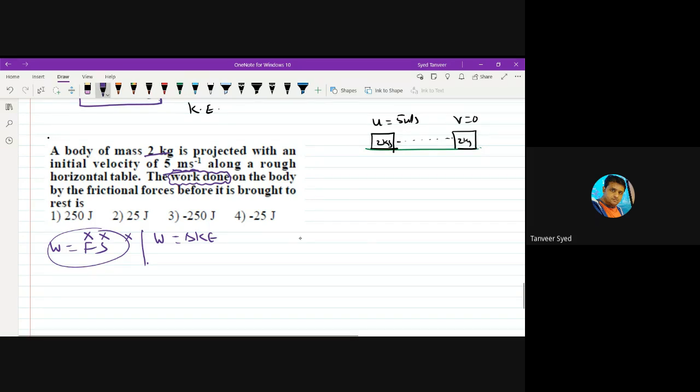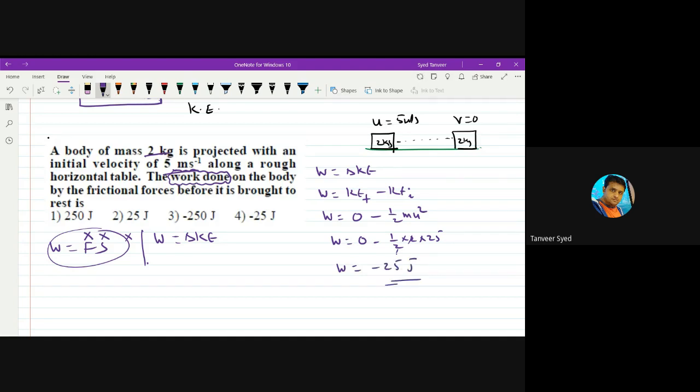What is work done? Change in kinetic energy. What is change in kinetic energy? Final kinetic energy minus initial kinetic energy. How much is final kinetic energy? 0, because it is stopping. Minus how much is initial kinetic energy? Half m u square, which is 0 minus half into 2 into 5 square, 25. 2 gone. W is equal to minus 25 joule. That's all. Work done is minus 25 joule.